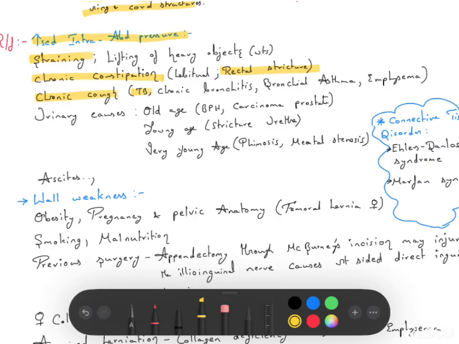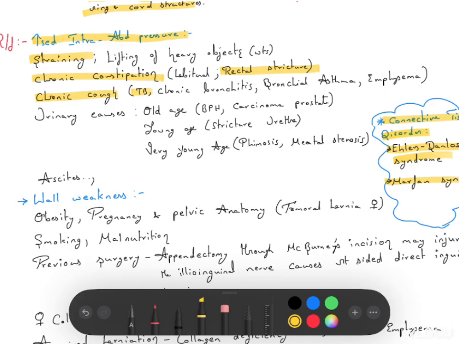Next we can see urinary causes: in old age, benign prostatic hyperplasia and carcinoma of the prostate; in young age, stricture of the urethra; and in very young age, phimosis and meatal stenosis. These cause increased abdominal pressure, and obesity also can cause increased intra-abdominal pressure. And connective tissue disorders like Ehlers-Danlos syndrome and Marfan syndrome can cause muscle weakness and lead to hernia.